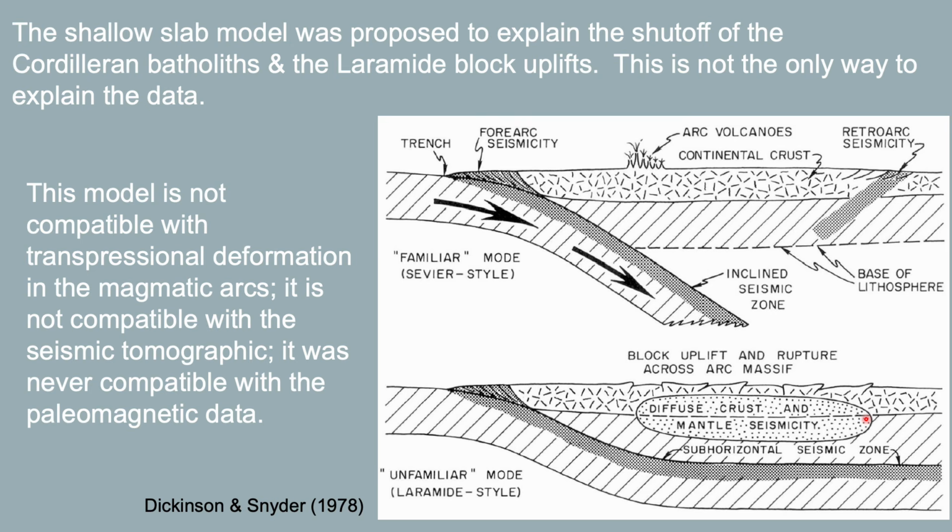It's very two-dimensional. The model, however, is not compatible with transpressional deformation in the magmatic arcs. This doesn't make any sense. There's no three-dimensional aspect of it, nor is there any indication that it starts at 100 million years. It's also not compatible with the seismic tomography, and the reason for that is we don't see a shallow slab at all. What we see are dipping slabs in the mantle, and we see a distinct change at about 100 million years, according to the Fuston et al. papers.